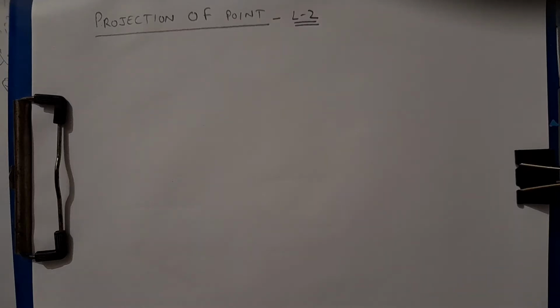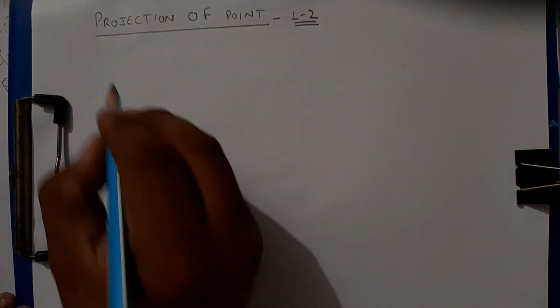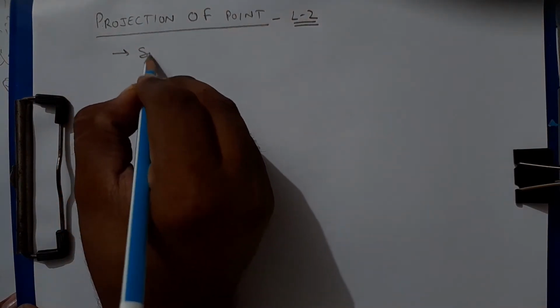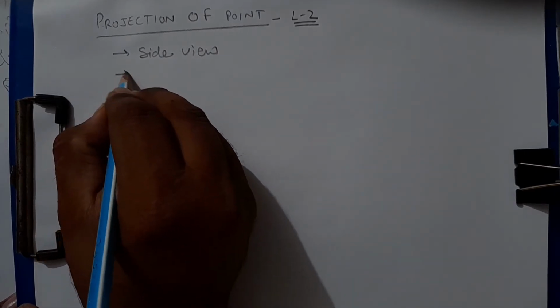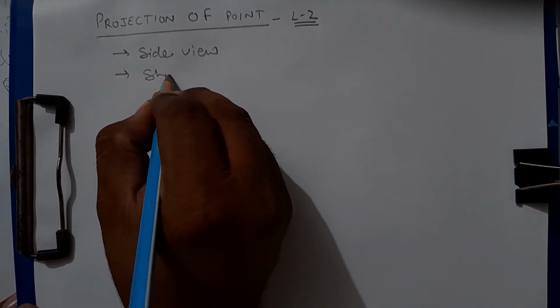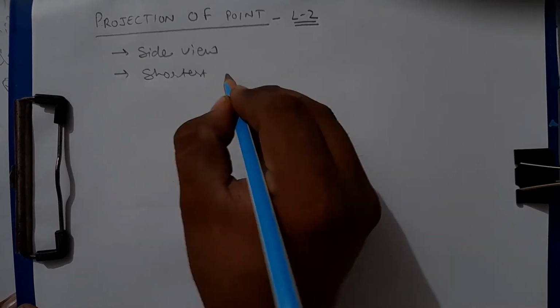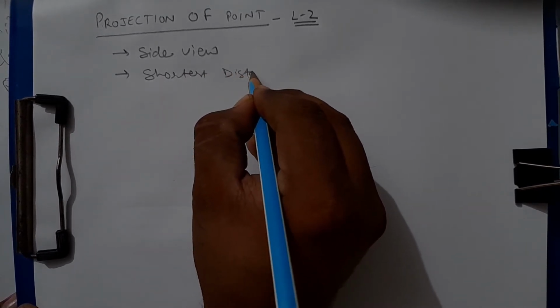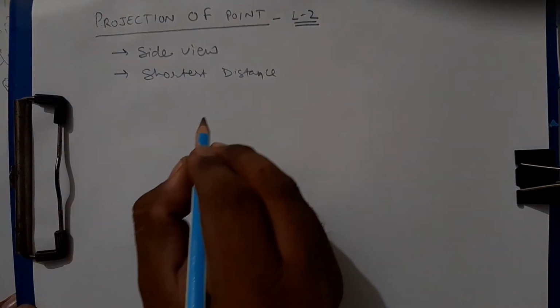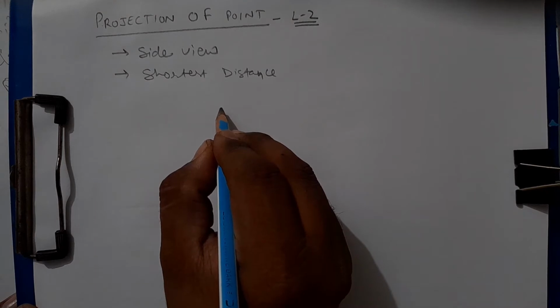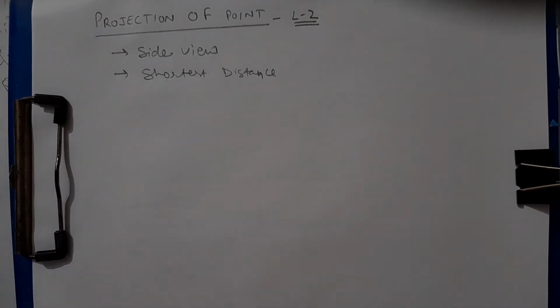Hello friends, now we are continuing projection of points, lecture 2. In this lecture we will cover the side view of the point, and in the side view we will be discussing the shortest distance of the point from both the planes. In the last lecture we studied the horizontal plane and vertical plane.